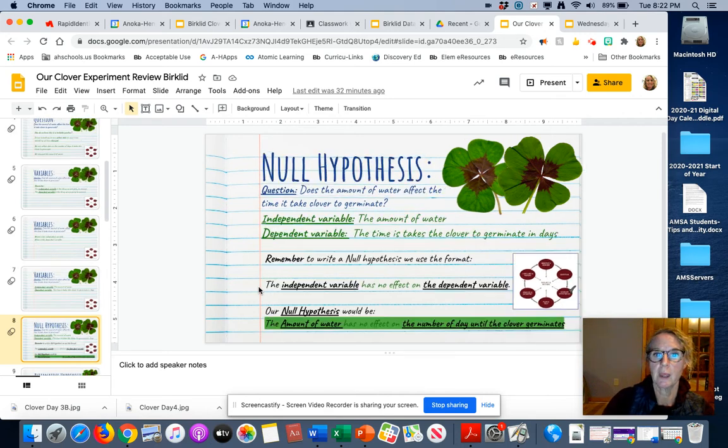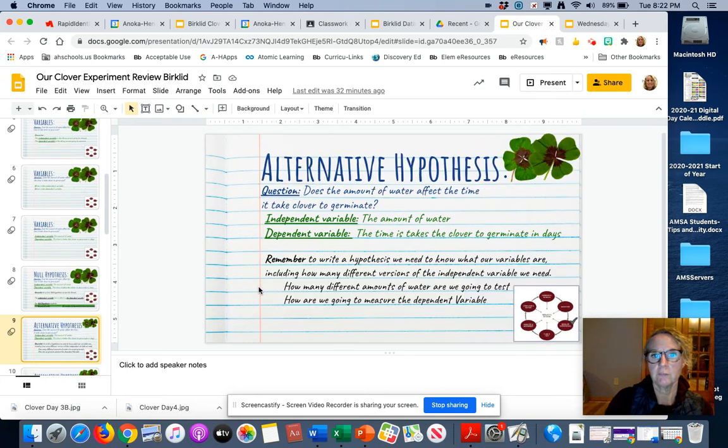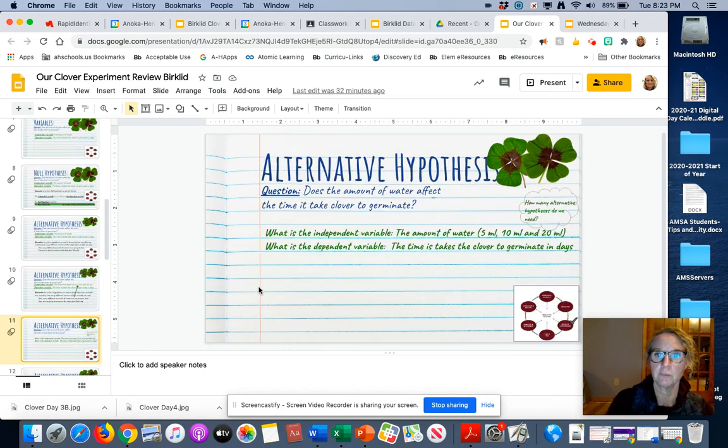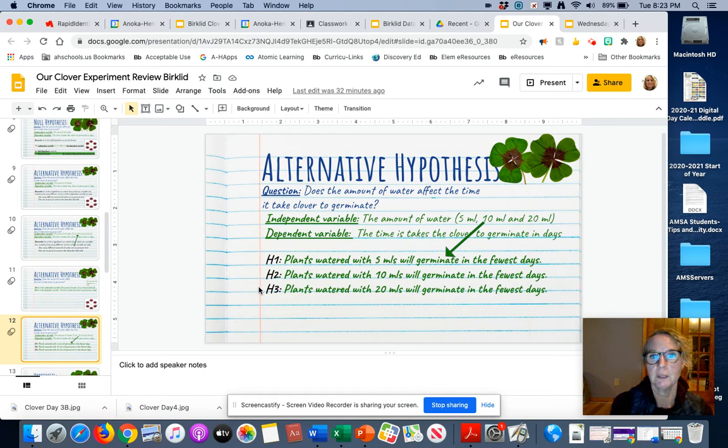Then we talked about hypotheses. We have a null hypothesis, which states that one has no effect on the other. And then you have the alternative hypotheses, which are determined by how many different versions of the independent variable you have. In our case, we needed to write 3 alternative hypotheses. So you need to be able to identify those, and that's your prediction.